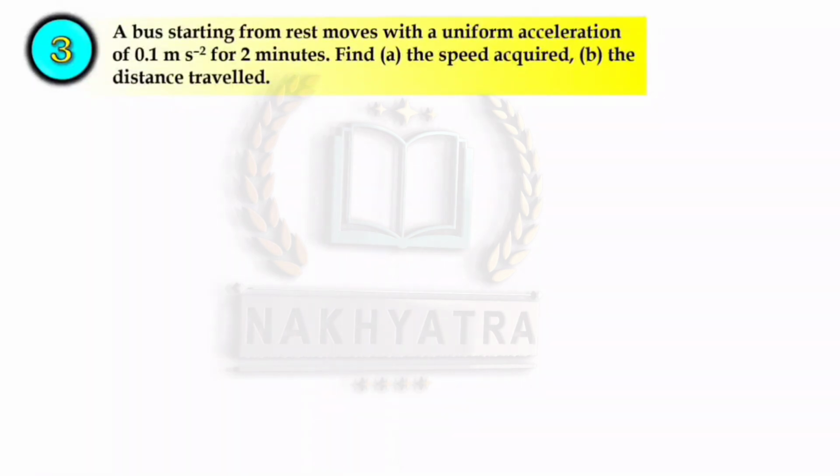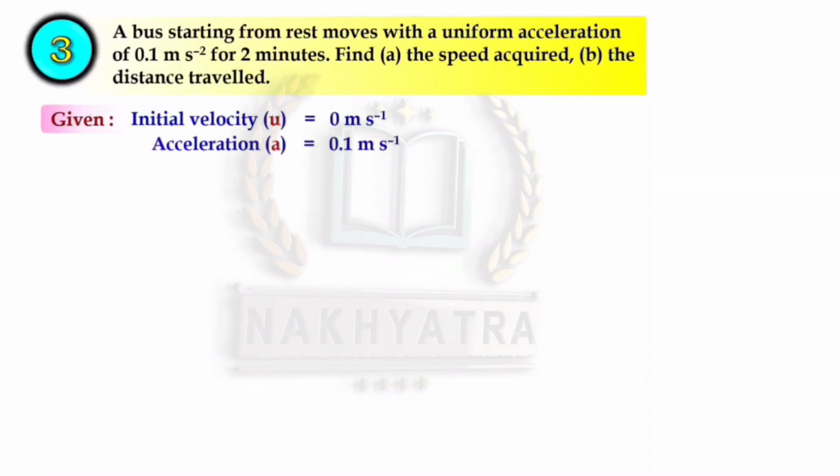A bus starting from rest moves with a uniform acceleration of 0.1 meter per second square for 2 minutes. We have to find out the speed acquired and the distance traveled. Okay, so here what are the given values? Initial velocity equal to 0 meter per second, right? Because the bus just started from rest and that is why the initial velocity, that is u equal to 0. And the acceleration is given, that is 0.1 meter per second square and the time is in 2 minutes. So convert it into seconds. So we will get 120 seconds.